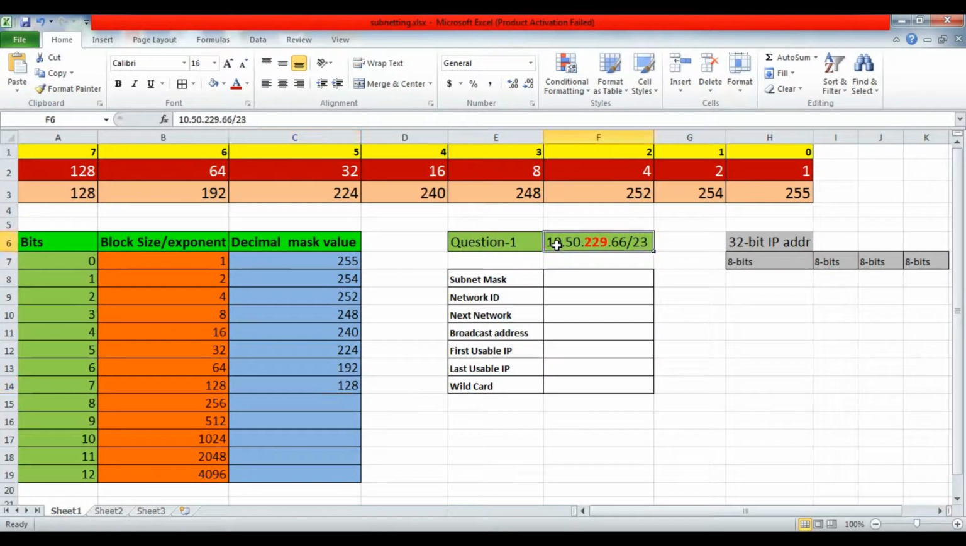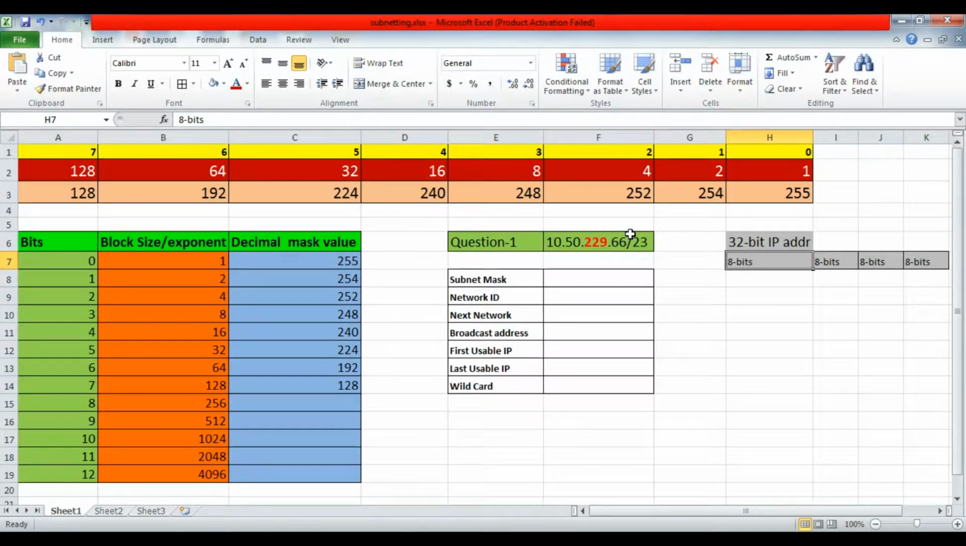Here we have been given an IP address 10.50.229.66 with a CIDR notation, which is classless inter-domain routing, which is /23. Now to solve this question, we will pick this /23. If we divide 23 by 8, we know that 8 2's are 16. We know that an IP address is a 32-bit number with 4 octets, and each octet has 8 bits.